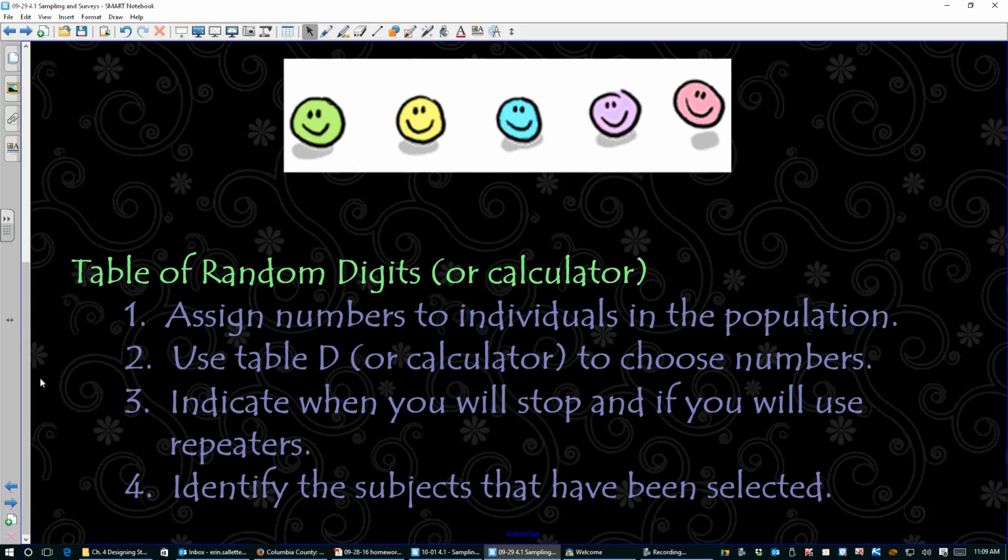One way that you can do so is by assigning everybody a number and using either a random digits table or a calculator to select however many individuals you're going to be selecting. But you need to decide whether or not you're going to allow people to be selected more than once. That's the whole repeaters question. So you have to decide when you will allow people to be selected more than once and when you would not. And then using those numbers that you generated, you will select your individuals from your population.